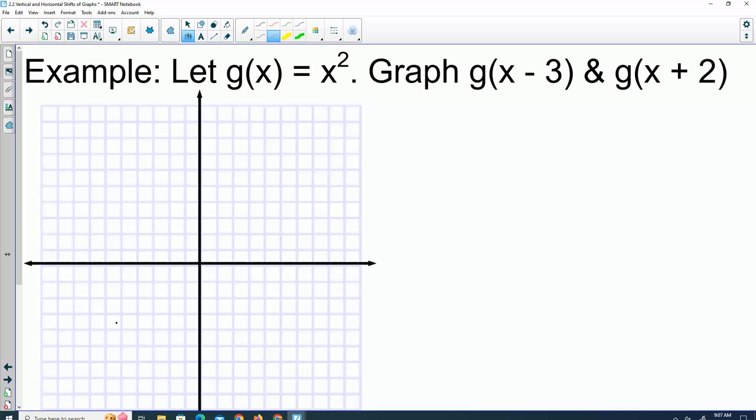Okay, my original function, g of x is equal to x squared. What does x squared look like? So 0 squared is 0, 1 squared is 1. If you wanted, 2 squared is 4. Negative 1 squared is 1. Negative 2 squared is 4. Make sure you have tick marks on your axes. So that one is like a U. It's curved at the bottom.